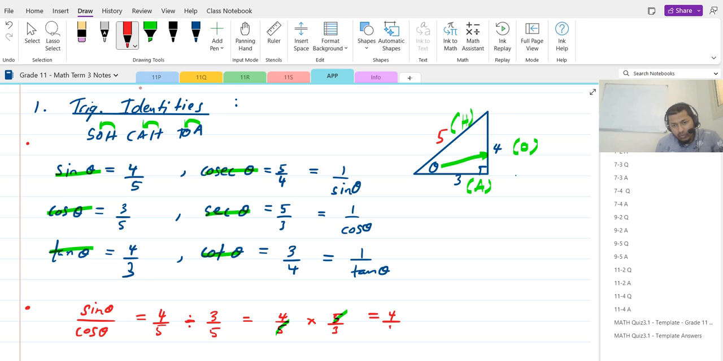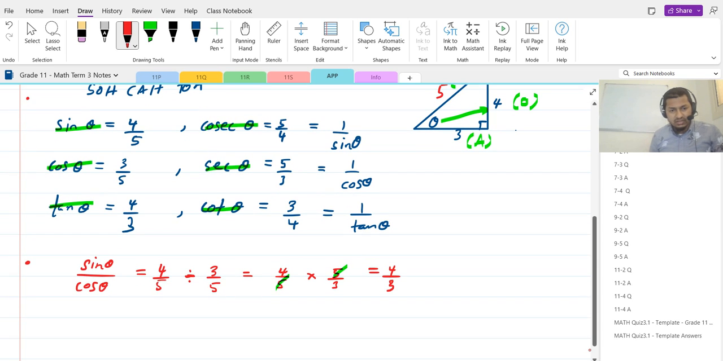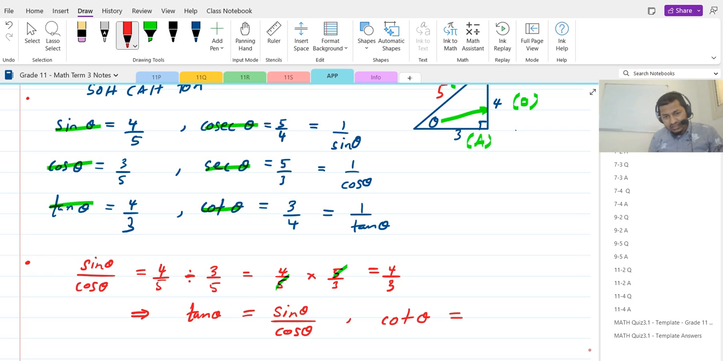Now, the question to be asked is which of the ratios is 4 over 3 here? So if we're looking at 4 over 3, we have tan theta as 4 over 3. Remember, 4 over 3 is also tan theta. So what we can say is tan theta is sine theta over cos theta. And if you're going to reciprocal this, you basically get cot theta. Cot theta is cos theta over sine theta.